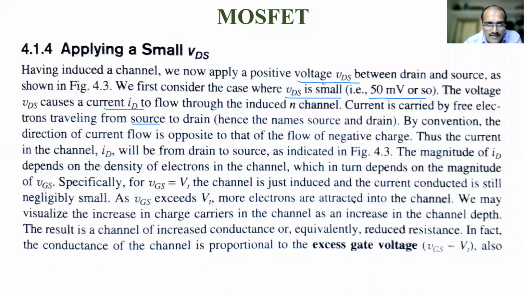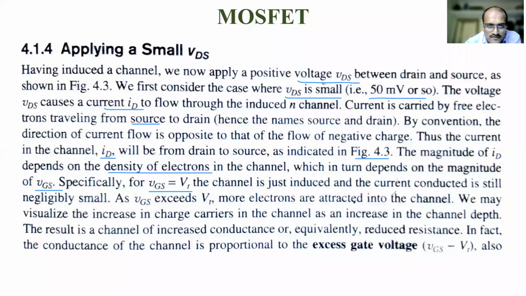The magnitude of ID depends on the density of electrons in the channel, which in turn depends on the magnitude of VGS, the gate voltage you have applied, and the threshold voltage. Specifically, for VGS equal to VT, the threshold voltage, the channel is just induced. So if we apply VGS of approximately 0.5 to 1 volt, the channel is formed.